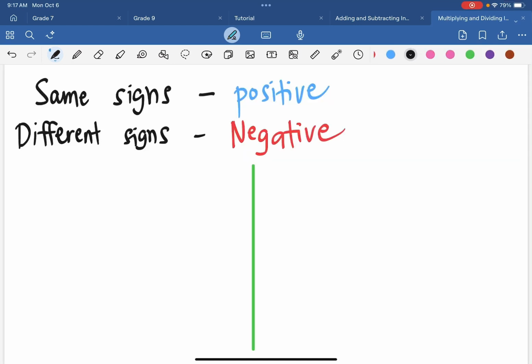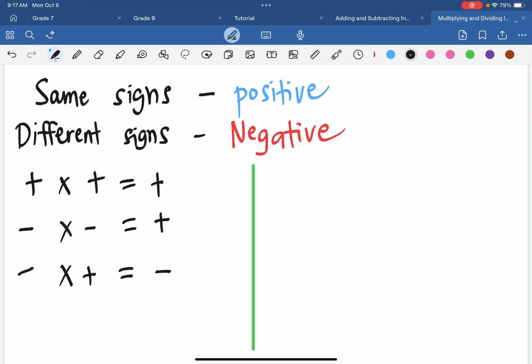Now here is a simple summary in multiplying and dividing integers. If both signs are the same, the result would be positive, and if they're different, the result would be negative. So basically, when we multiply a positive number times a positive number, the result would be positive. If you multiply a negative times a negative number, the result is positive. And if you multiply negative times positive and vice versa, the result is negative.